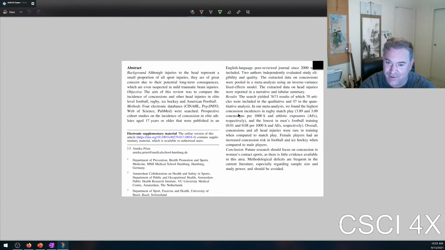We found the highest concussion incidences in rugby match play. That means when they're actually playing a real match. And the lowest concussion rate in men's football during training when they're doing practices. Overall, concussions and head injuries were rare in training compared to an actual match. Female players actually have increased risk of concussion, and nobody knows why, because women's sports have much less body-to-body, core-to-core contact. In soccer, for example, female players get more concussions than male players, and people don't really know why.